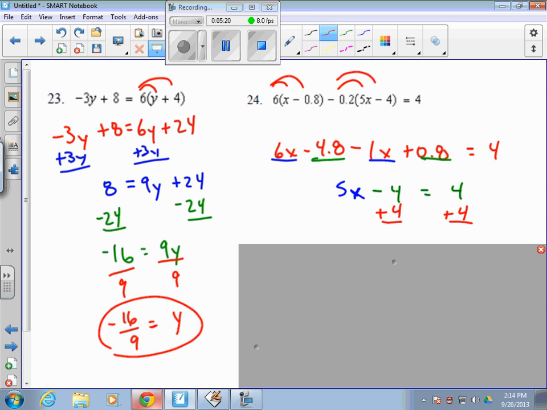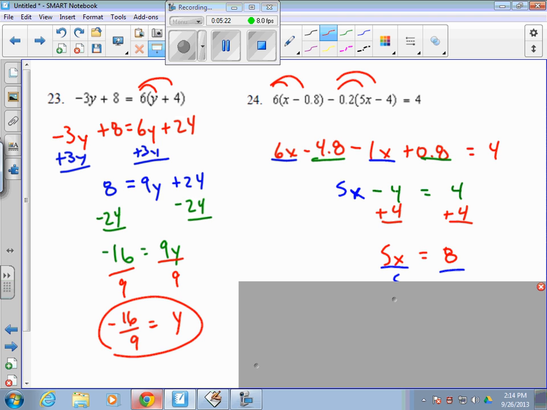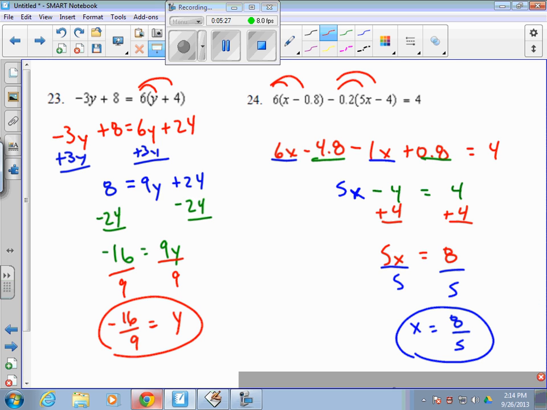Get rid of minus 4 by adding it to both sides. You have 5x equals 8. Divide by 5 to cancel out multiplying by 5 on both sides. X equals 8 over 5.